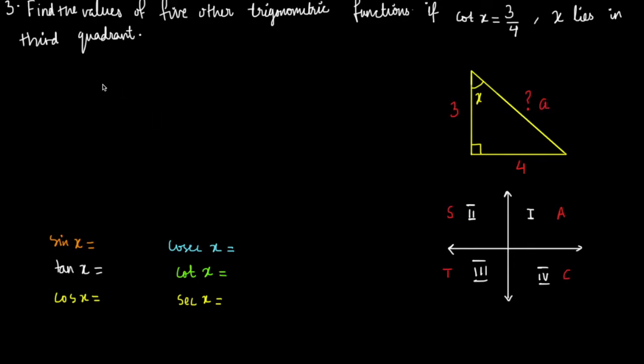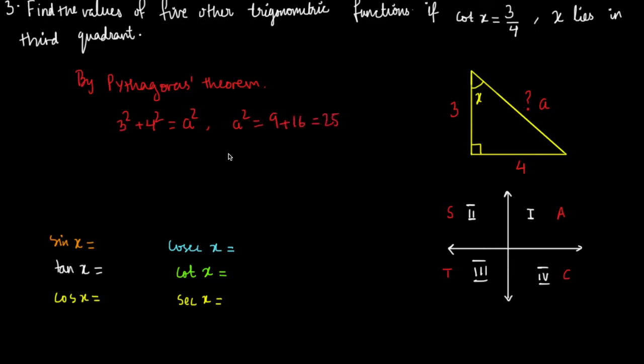So using Pythagoras theorem, we have 3 squared plus 4 squared is equal to a squared, or a squared is equal to 9 plus 16, which is equal to 25, or a squared is equal to 25, or a is equal to plus or minus root of 25, or a is equal to plus or minus 5. So a is equal to 5.